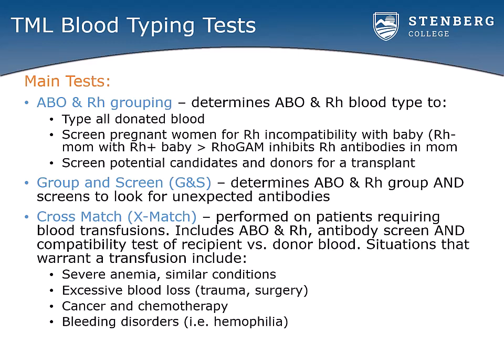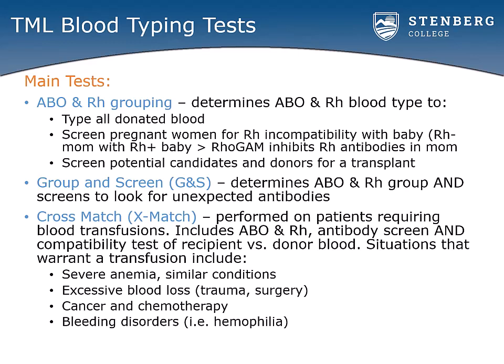Another test performed in the TML department is the group and screen, which types ABO and RH and also screens for possible unexpected antibodies that may pose a risk during transfusions. The purpose of a full cross-match is to mix donor and recipient blood and look for reactions to test compatibility or suitability of the blood for transfusion before it is transfused. The testing also includes ABO and RH and antibody screen.